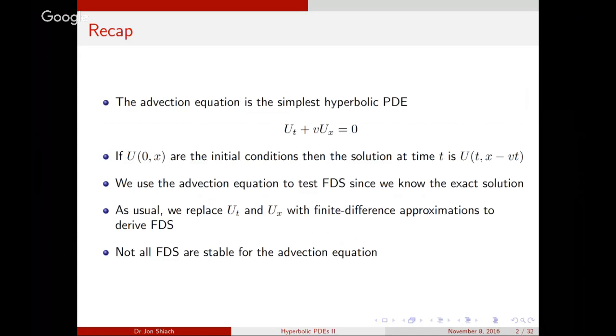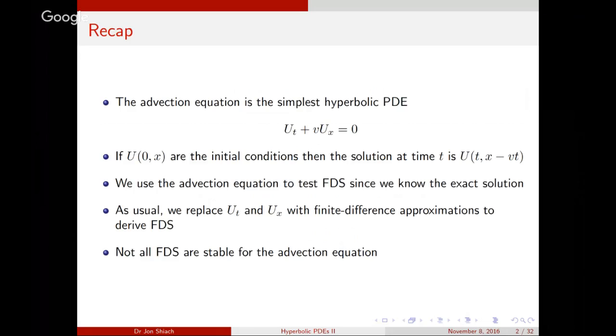The reason we study it is because any scheme or any sort of numerical method that doesn't work well on that equation is not going to work well on more complicated equations. So it's kind of used as a sort of benchmark. Also, it's useful in this sort of introduction to finite difference schemes for solving that sort of equation.